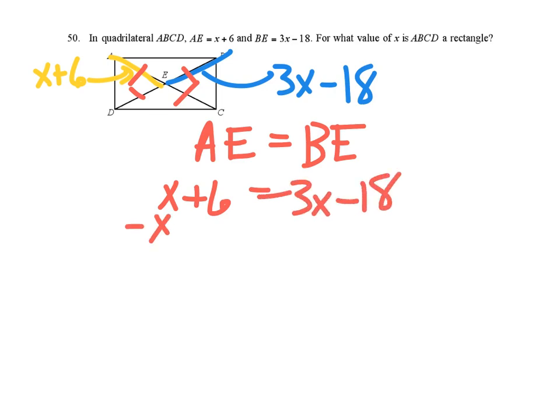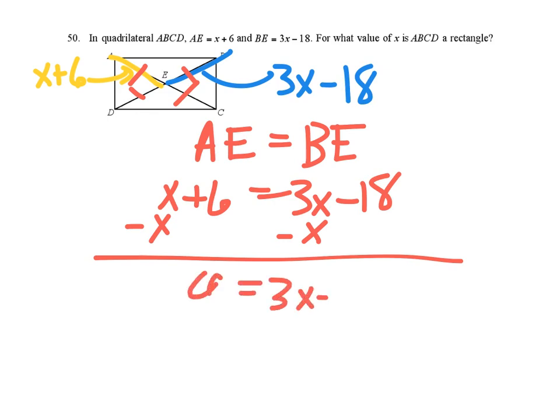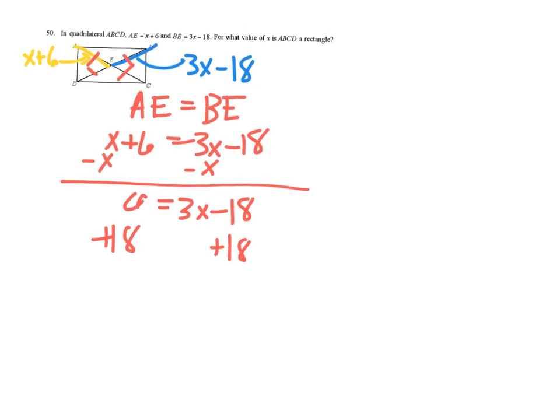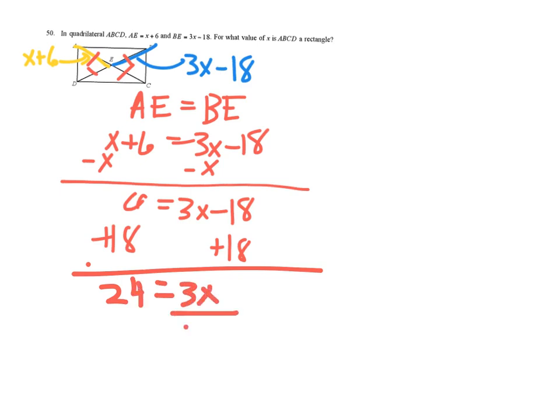We're going to go ahead and subtract x from both sides and get 6 equals 3x minus 18. We're going to go ahead and add 18 to both sides. Alright, we added 18 to both sides, so we have 24 equals 3x. We'll divide both sides by 3, and we get x equals 8.